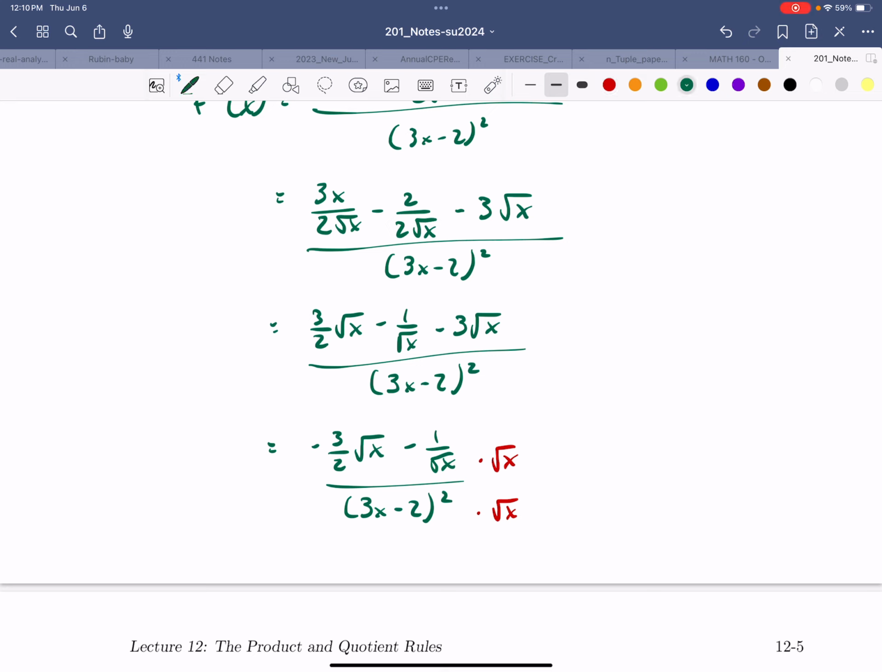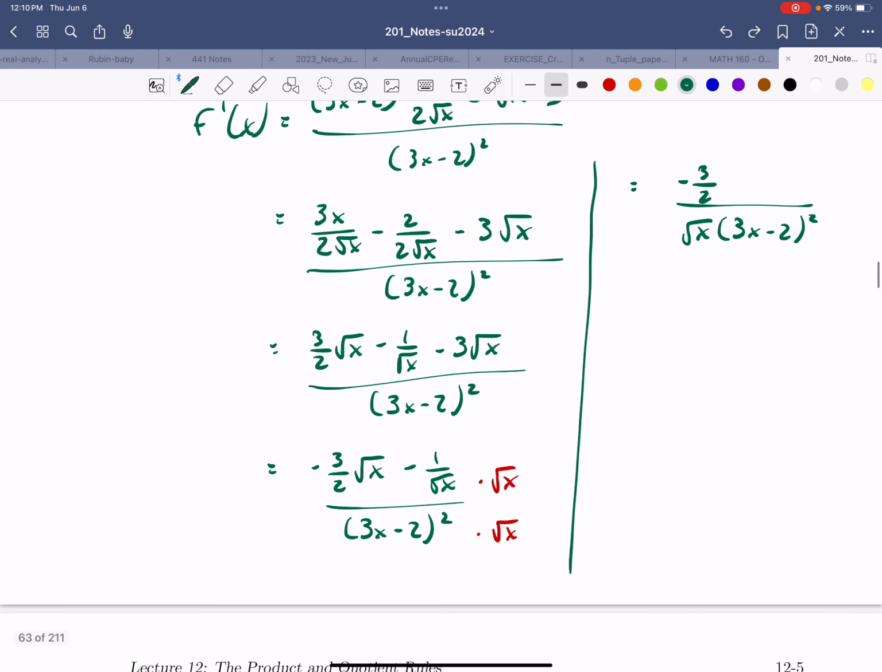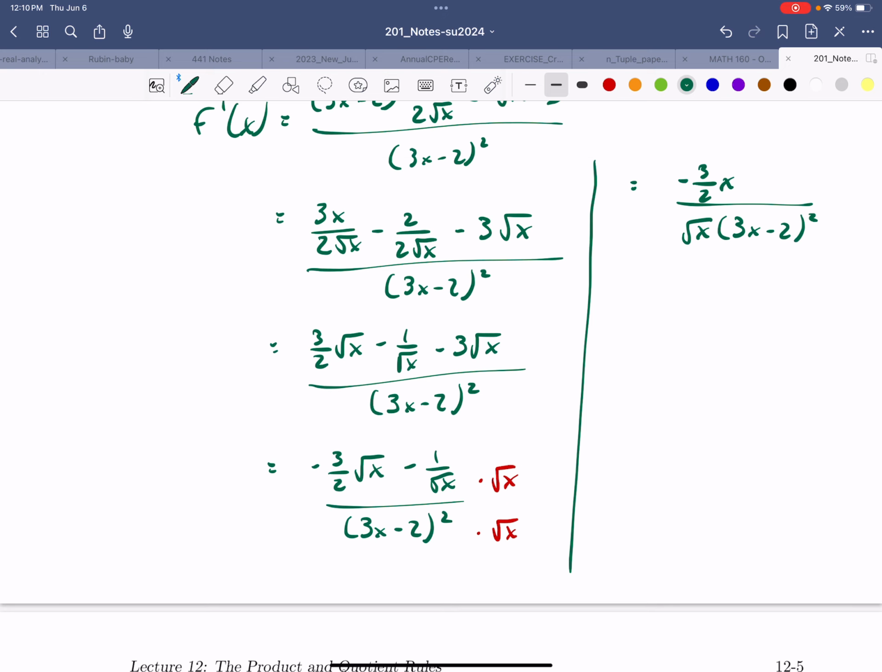We get a root x in the bottom, an additional root x. It's going to equal whatever the denominator is, root x times what we had before. Not so bad. But the top will be a little bit nicer, because we're going to get negative 3 halves root x times root x. What's that going to equal? It's going to be x. Make that a little nicer. x minus 1, because 1 over root x times root x just becomes minus 1. That is a lot nicer than what we had before.